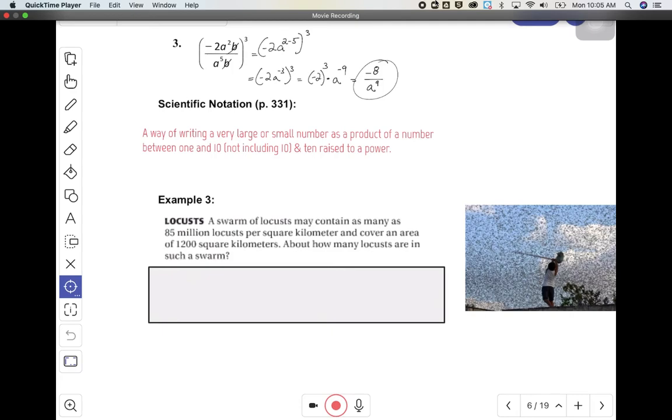These rules can actually be applied to scientific notation, too. That's what we're going to go ahead and take care of right now. And just to review, a number in scientific notation, it's just a way of writing a very large or small number as a product of a number between 1 and 10, not including 10, and 10 raised to a power. So this is a super easy way to work with really big and really small numbers.